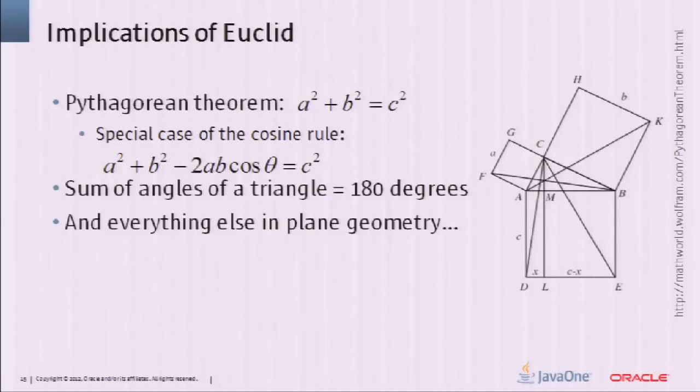So you get familiar results like the Pythagorean theorem, that the square of the hypotenuse of the triangle is equal to the sum of the squares of the other 2 sides. That result is actually a special case of this more general result called the cosine rule that relates the sides and areas of non-right triangles. And since the cosine of 90 degrees is 0, this term drops out for right triangles. Another familiar result from plane geometry is that the sum of the angles of a triangle is 180 degrees, and everything else.